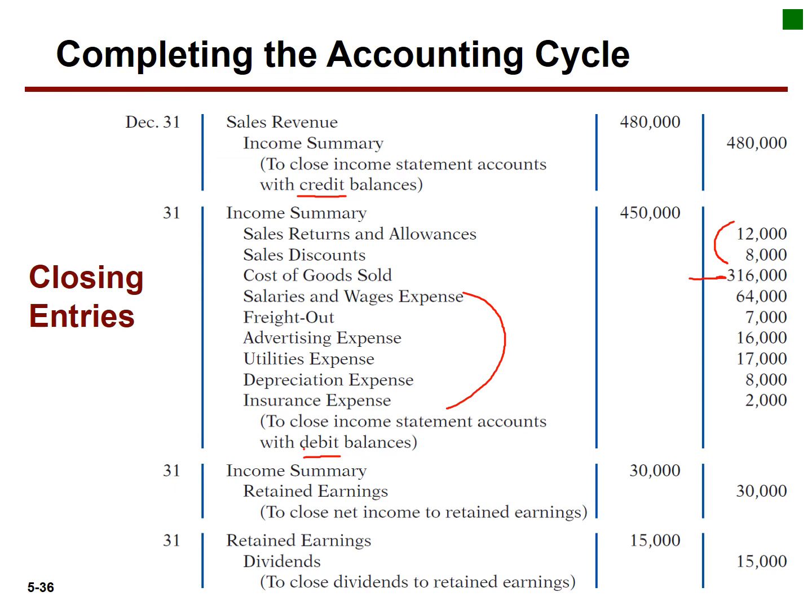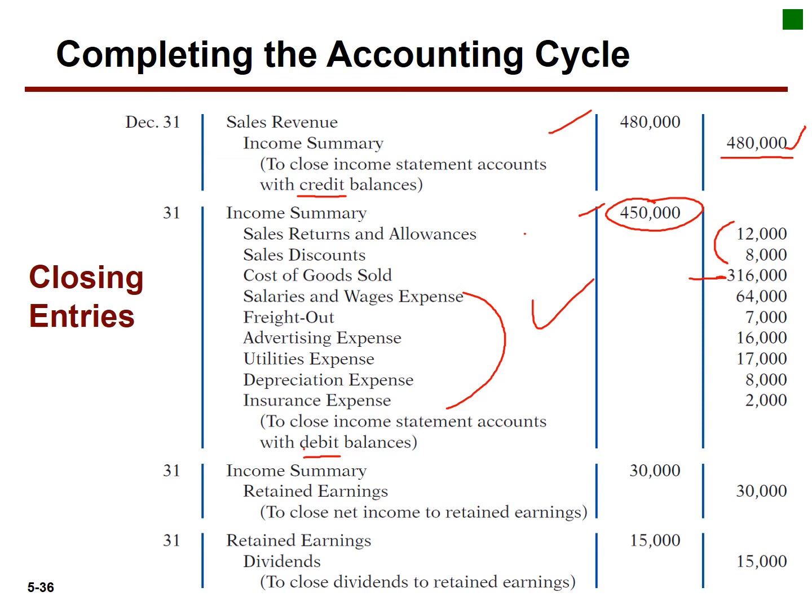So we close our income statement accounts with credit balances here. That's going to close all of those accounts to zero and transfer that to our income summary account. Then we close all of our income statement accounts with debit balances here. That's going to close all of those accounts to zero, and we will have transferred the balance in those accounts to the debit side of our income summary account. That leaves us with a credit balance in our income summary account of $30,000, because we've credited it for $480,000 and debited it for $450,000.